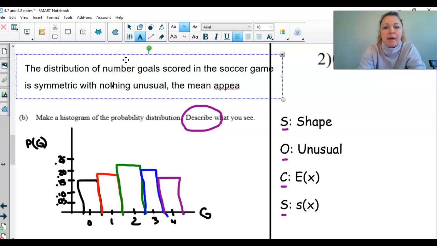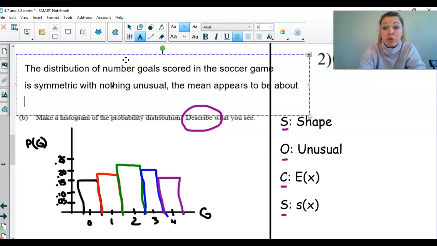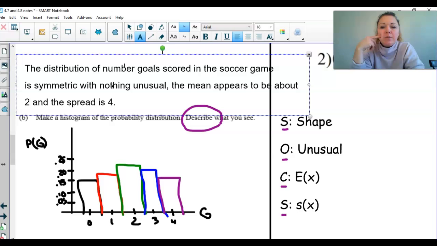The mean appears to be about 2, and the spread, we're going to use the range right now, is 4. Why are we going to use the range? Well, typically we would use the standard deviation, but we don't know the standard deviation right now, so I'm estimating that. And then the center, I put EX here.